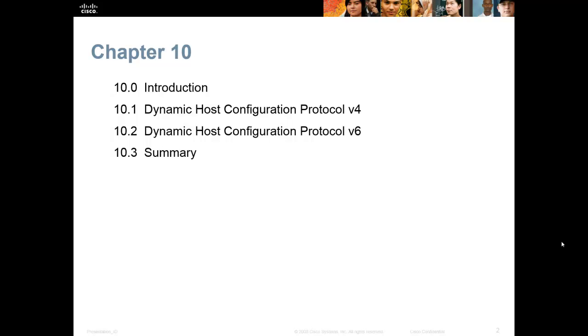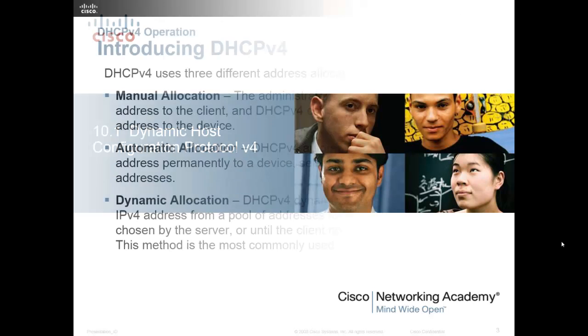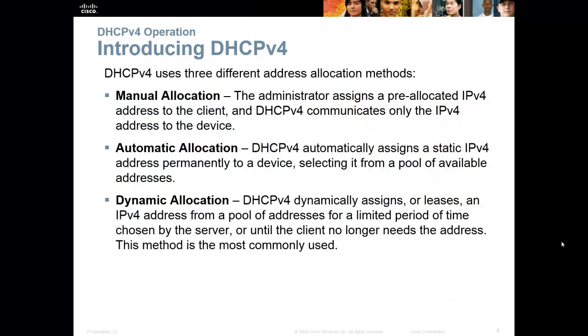And remember, what DHCP does is it hands out IP addresses, and you can do it in a couple different ways. There's manual allocation, where the administrator can assign pre-allocated addresses to the clients. Or you could do automatic allocation and assign everybody a static IP address permanently from a pool. Or you can do dynamic allocation.